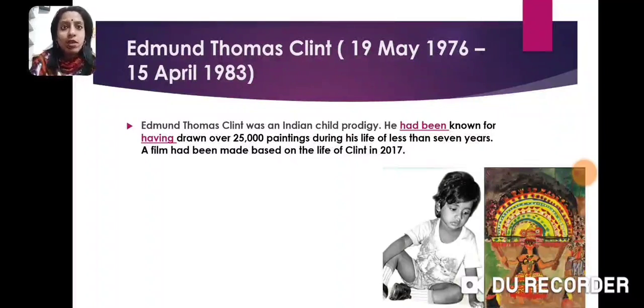So, let us look at the first child prodigy, Edmund Thomas Clint, from 19th May 1976 to 15th April 1983. That means he was born in 1976 and died in 1983. Edmund Thomas Clint was an Indian child prodigy.